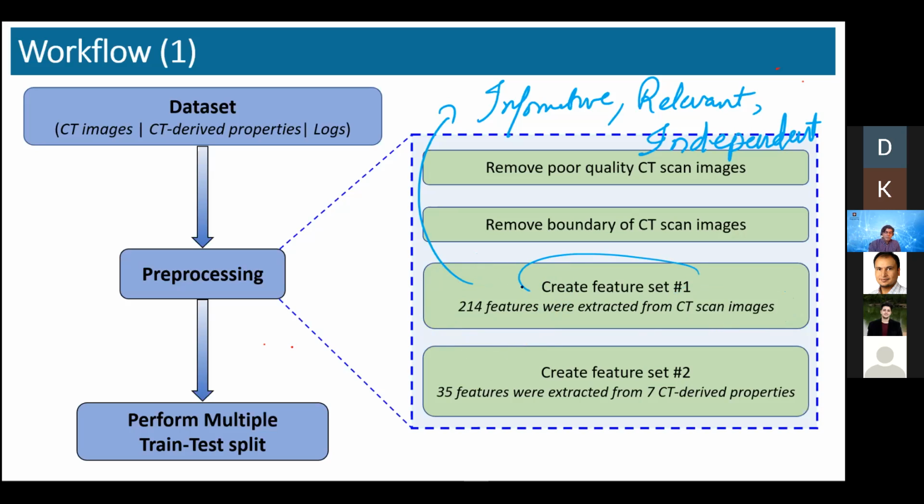When I performed feature extraction on CT scan images, I generated feature set 1. When I performed feature extraction on CT derived properties, which I showed you earlier and which was given to me by the service company, I obtained 35 features. So there are two sets, feature set 1 and feature set 2. I don't know which one will perform well, so I'm trying different combinations.